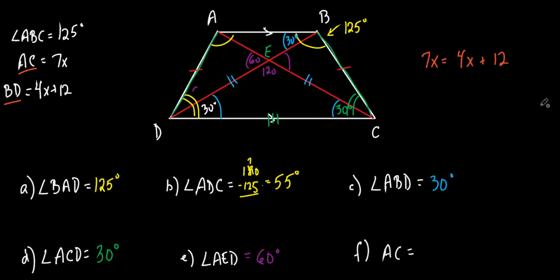And now we should be able to solve for x. Once we solve for x, then we can find AC. Just multiply it by 7, and you got your answer. So subtract 4x from both sides, you get 3x equals 12. Divide both sides by 3, x is 4. It's not my answer though, is it? How do I find AC? Just 7 times 4. So 7 times 4 is 28, and then AC is 28.